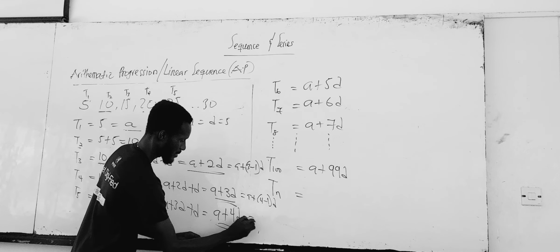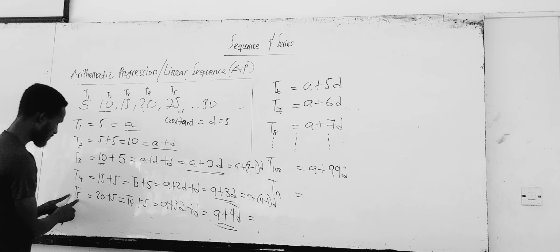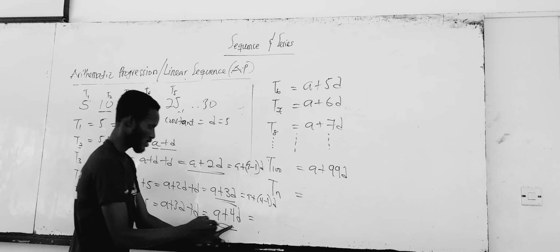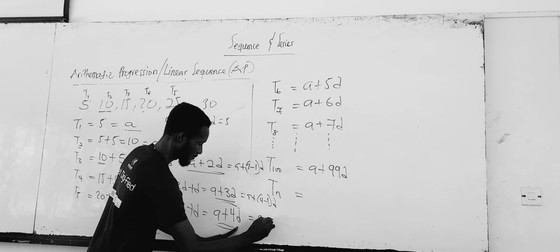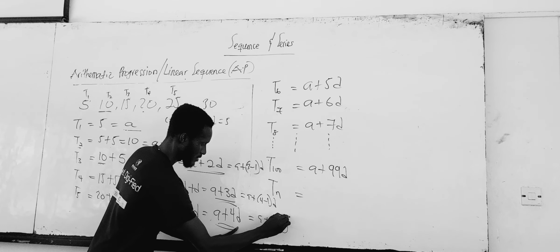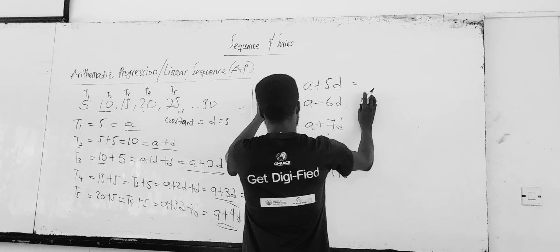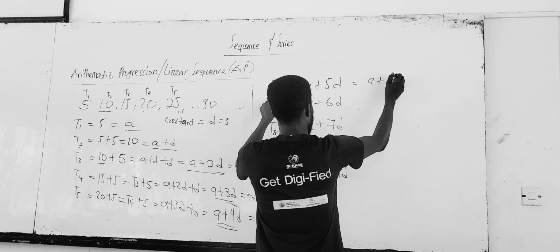Now what will be the T5, which means you subtract 1 from the 5 to get the 4. So here will be A plus 5 minus 1D. Now what will be here? You reduce the 6 by 1, so it is A plus what?